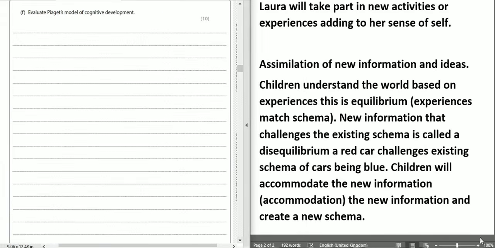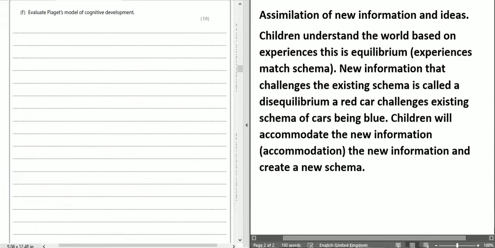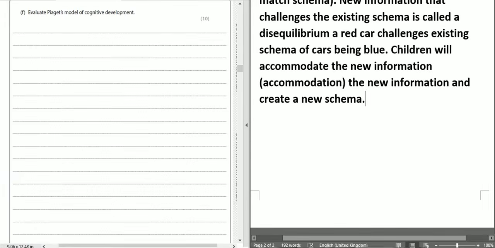Okay, and then the question follows on looking at Piaget again. So this is all about cognitive development. Now, cognitive development, again, is another popular topic in this paper. It's come up in 2017 and 2018. It is often a 10 marker as well. So it has been 10 markers, very similar to this question. And again, this question is evaluate the model of cognitive development.